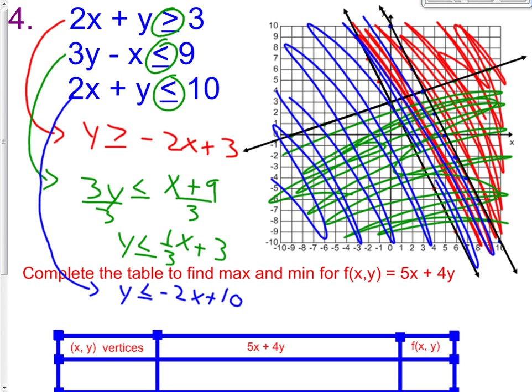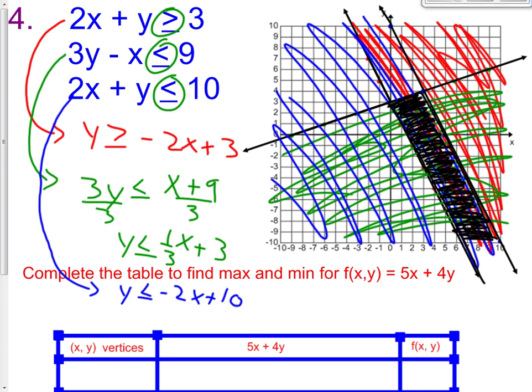Where the red, the green, and the blue all have in common is right here. That's tricky to see, isn't it? You got to be very, very careful with your shading and very, very clear to yourself about where the points are and where the shading is. So that is your bounded region.